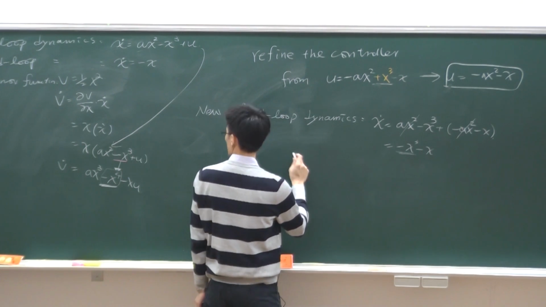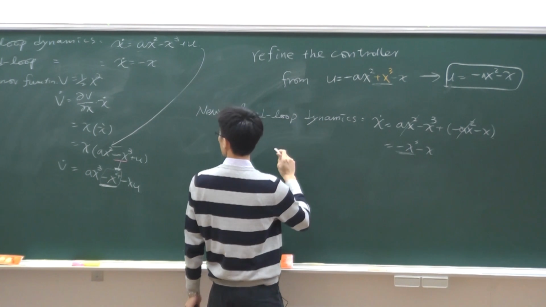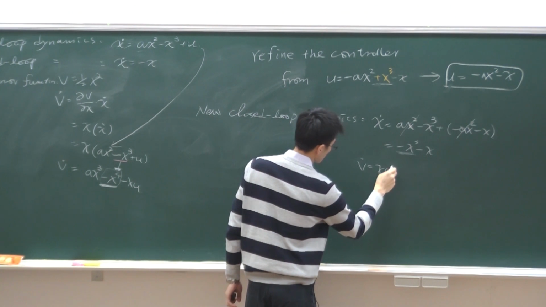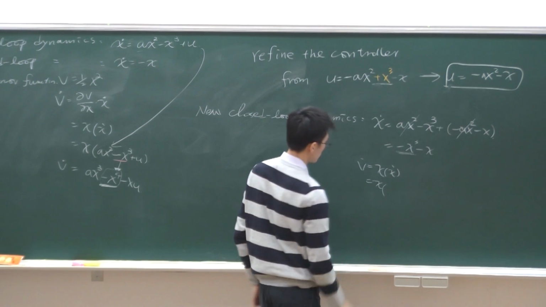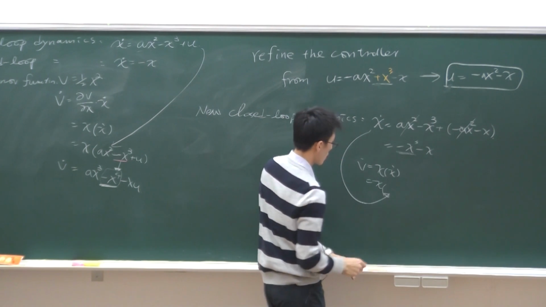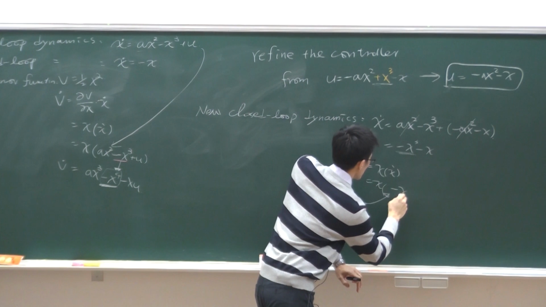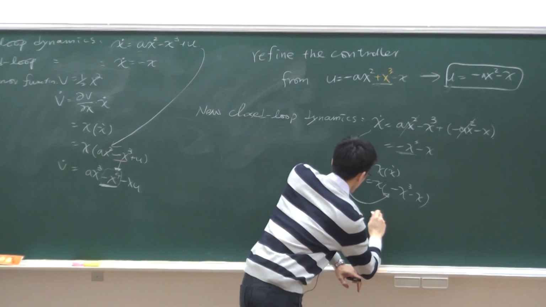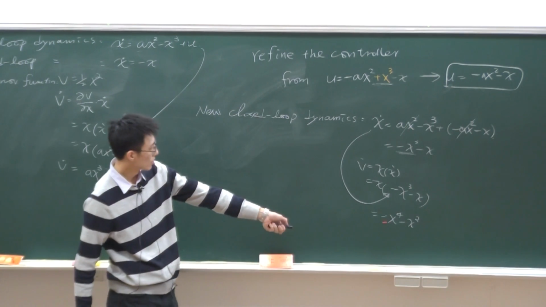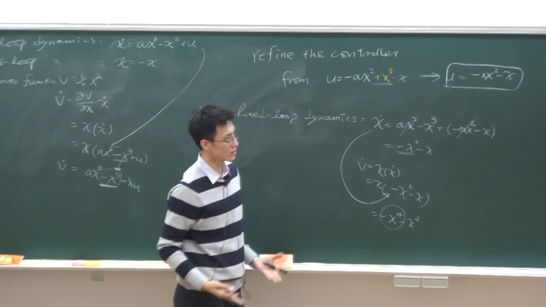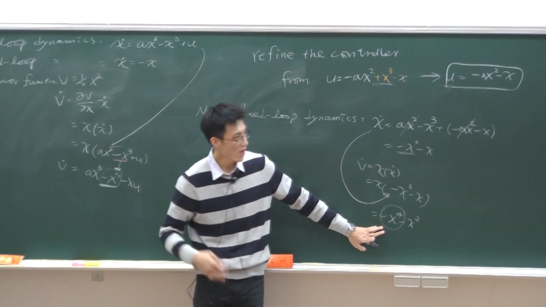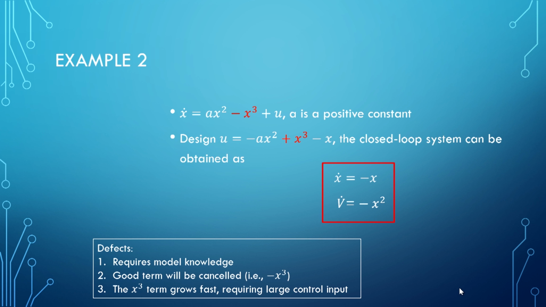So let's try substituting this into the V dot. So V dot is x times x dot, okay, and substitute the closed loop dynamics into here, which gives you, right? So compare with this term. Now we recover this term. So it's still negative definite, right? For sure, right? But it even converges faster than this, okay?